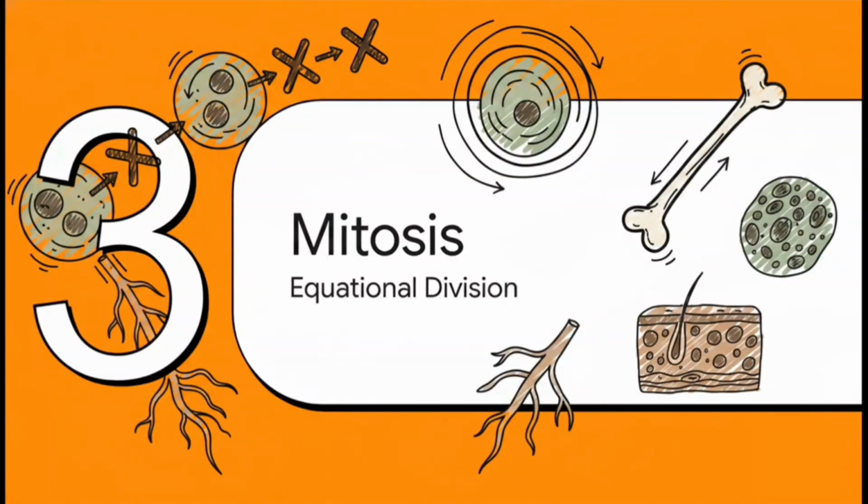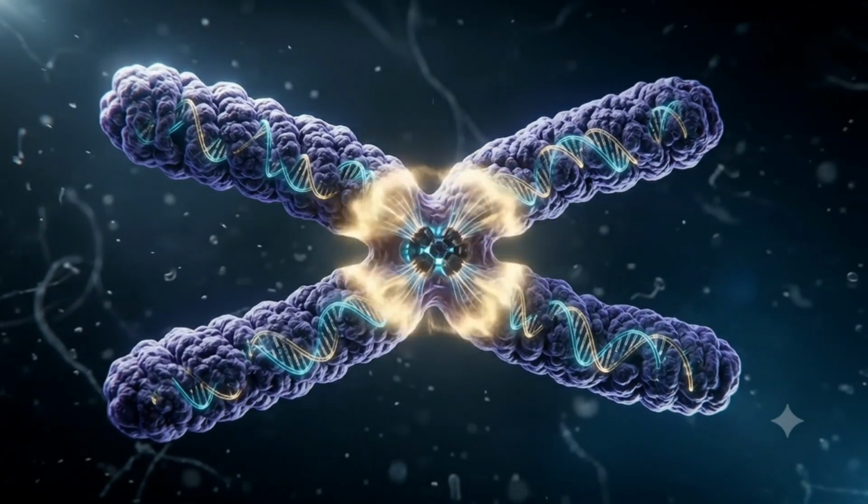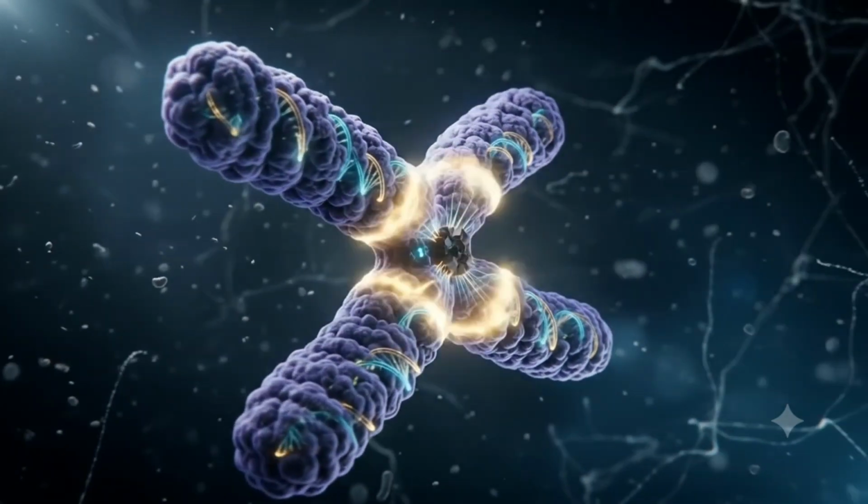Moving to Part 3. Mitosis, equational division. If amitosis was a quick, rough chop, mitosis is like a highly choreographed biological ballet. This is the multi-stage process happening literally right now in your skin, your bones, and in the growing roots and stems of plants. Before we get into the steps, let's decode some Greek roots.